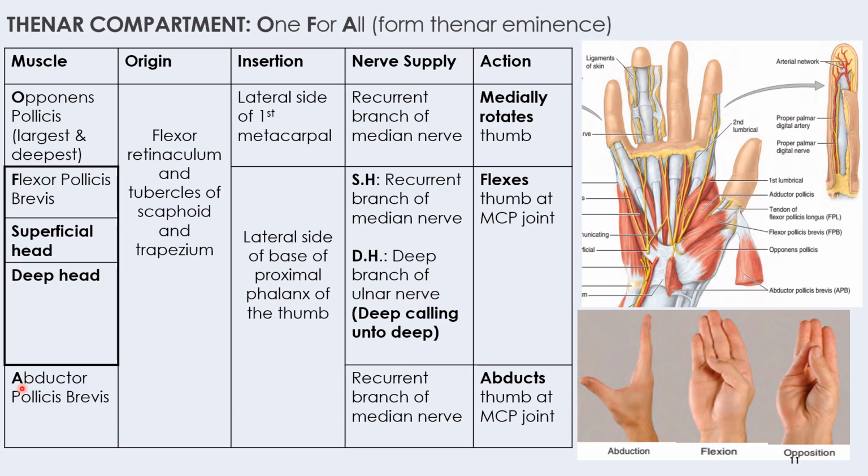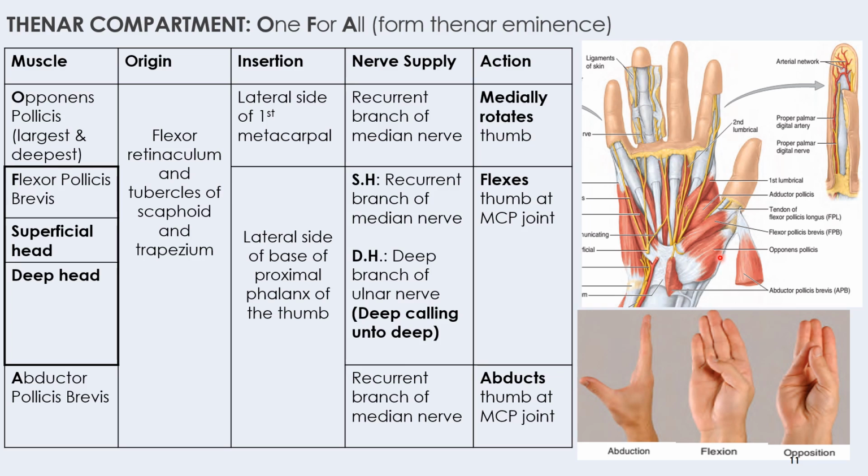So our abductor pollicis brevis, same origin, the flexor retinaculum and the tubercles of the scaphoid and trapezium bone. The insertion is also the lateral side of the base of the proximal phalanx of the thumb. Its nerve supply, the recurrent branch of the median nerve, and it abducts the thumb at the metacarpophalangeal joint. So this is what abduction of the thumb looks like.